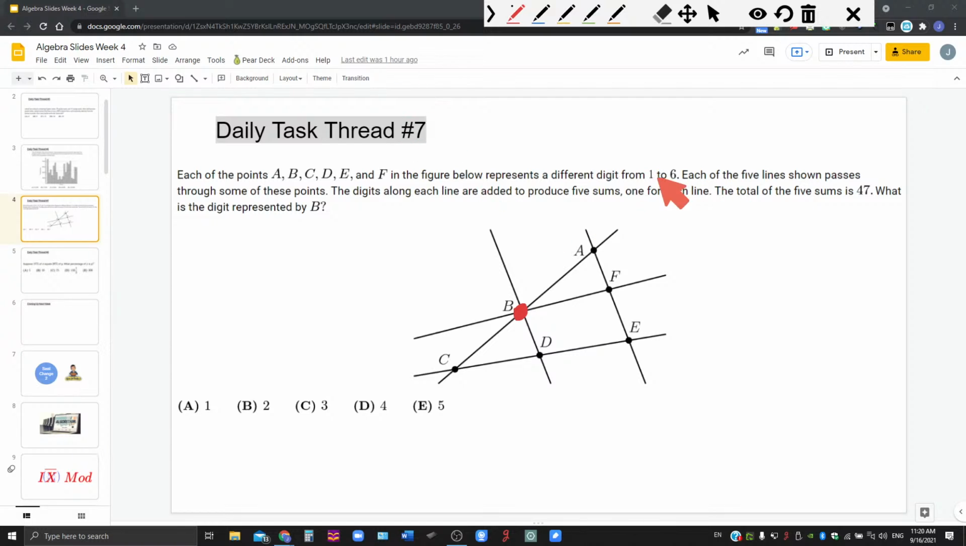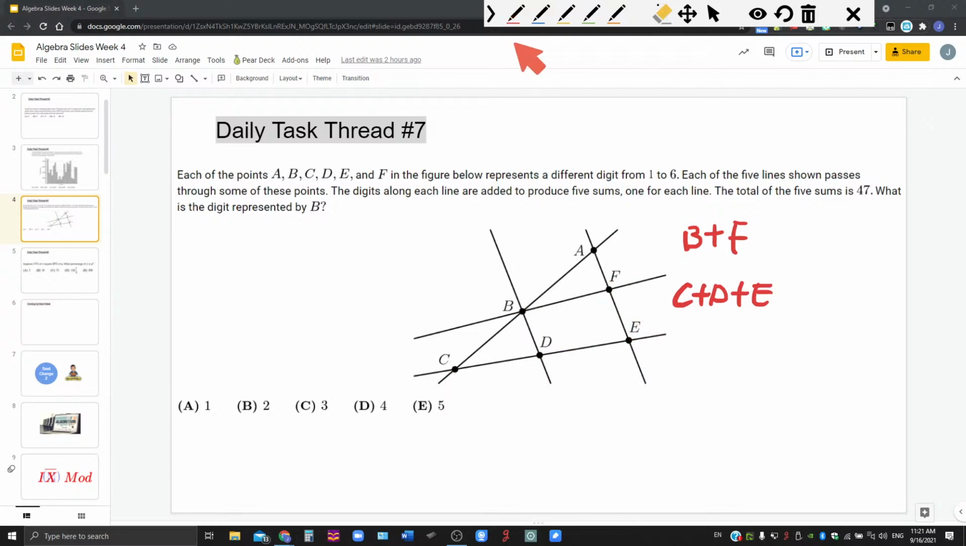Now, to begin with, let's start from the information given to us. So we have 6 numbers, each one is 6 points, each one is a different number. And each of the 5 lines, if we add the points up, then we have a sum. Let's consider this horizontal one. So the sum for this horizontal line is B plus F. And the sum for this one at the bottom is going to be C plus D plus E. Right? That's the sum for the 2 lines.